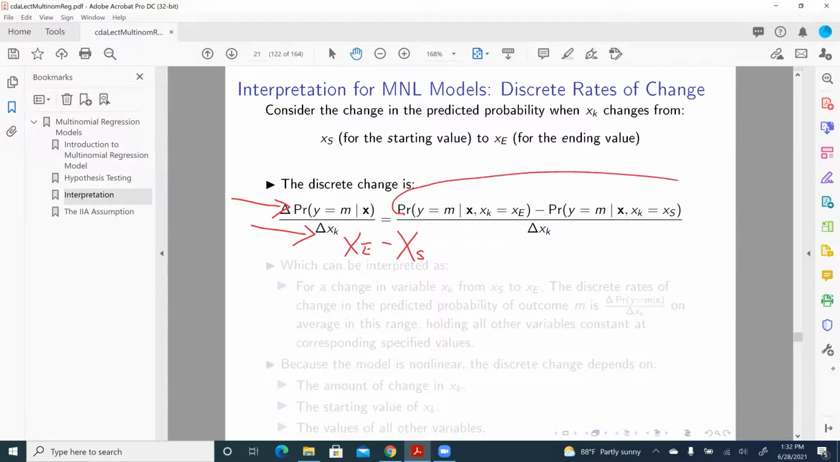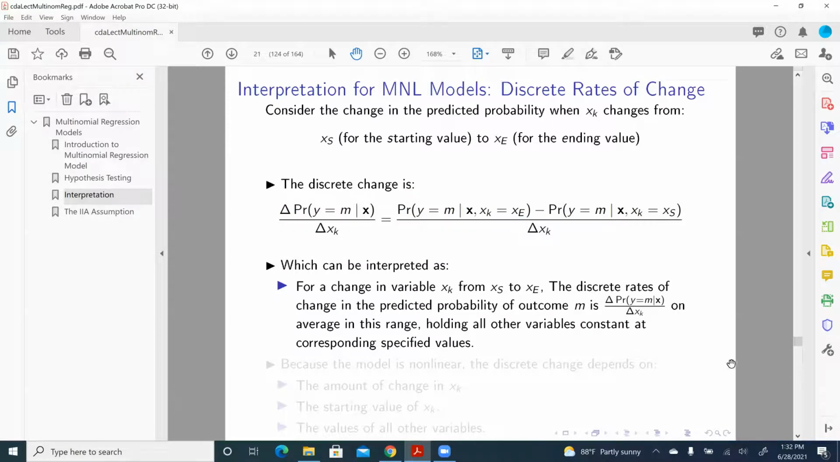In the numerator, of course, we have this difference in predicted probability. And in the denominator, we have delta xk, which can be interpreted as for a change in variable xk from x subscript s to x subscript e, the discrete rate of change. So in this case, it is a rate of change. And the predicted probability of outcome n, for a generic response y, is this ratio.